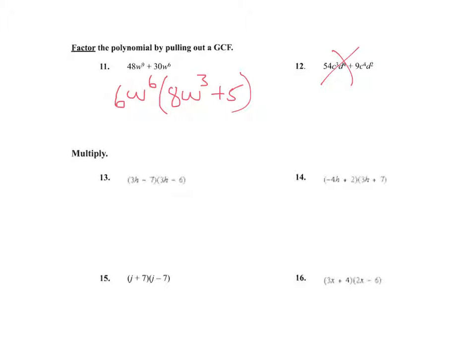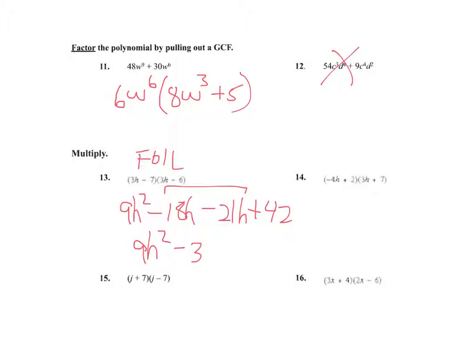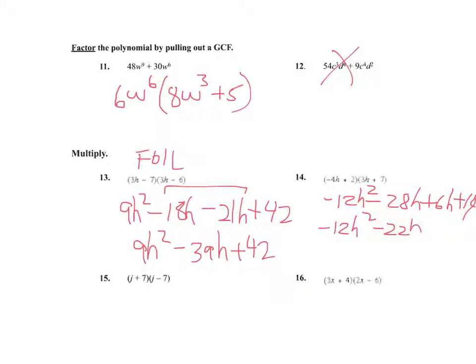For 13, using FOIL, we will get 9h squared minus 18h minus 21h plus 42. So combining the middle terms, 9h squared minus 39h plus 42. Using FOIL on the next one, we'll get negative 12h squared minus 28h plus 6h plus 14. So together we'll get negative 12h squared minus 22h plus 14 for our final answer.